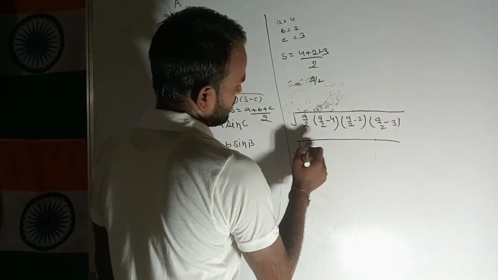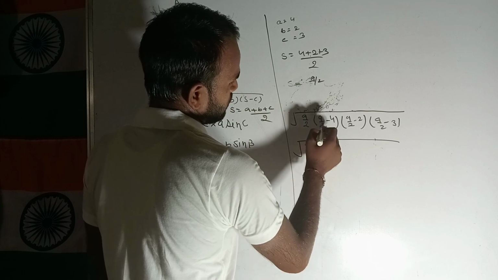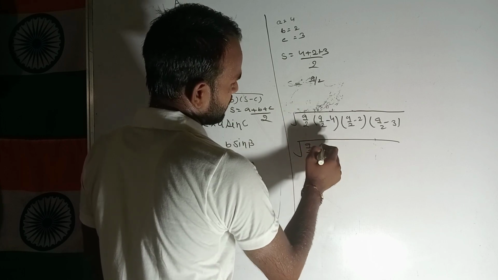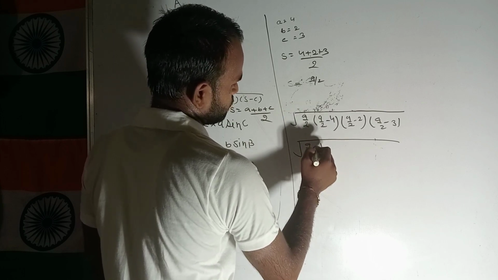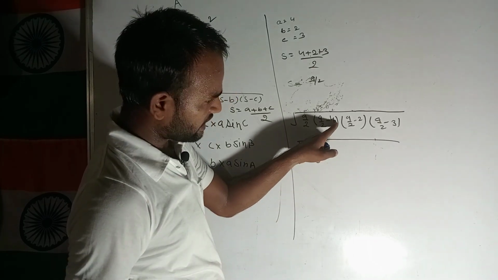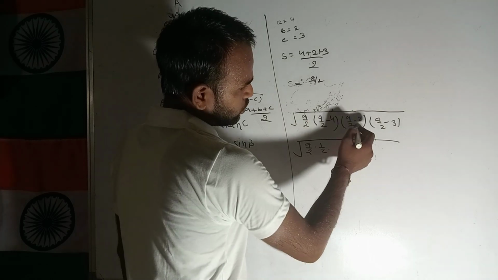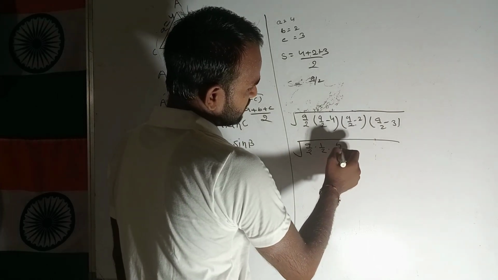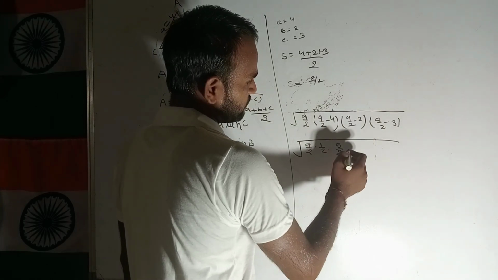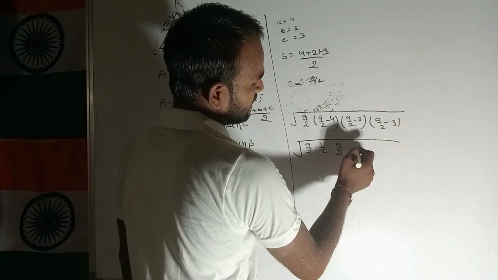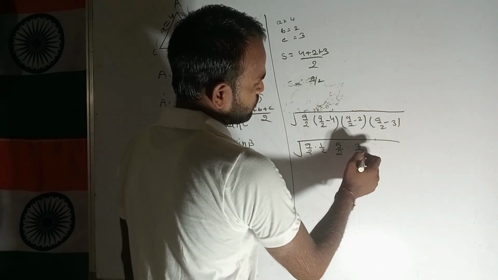Let's solve. 9/2 minus 8 means (9 minus 8)/2, which is 1/2. Then 9/2 minus 4, that is 5/2. Then minus 6, that is 9 minus 6, which is 3/2.